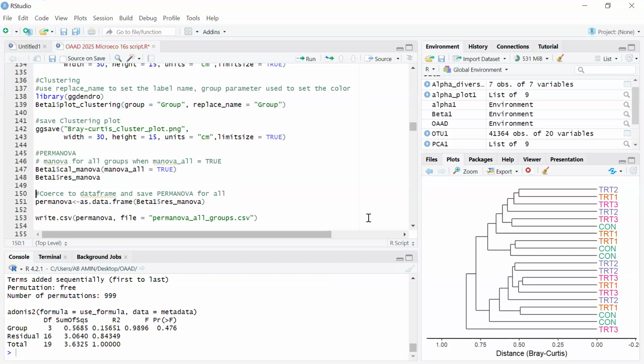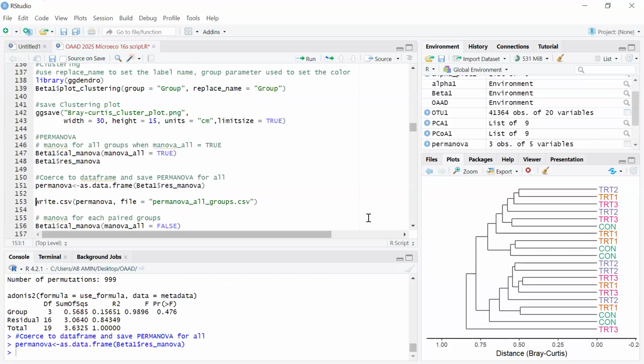So one can decide to run it, and the result is saved. You can write the result and see. So this is the result. The whole taxa as a whole is showing a p-value of about 0.47, not significant from PERMANOVA.